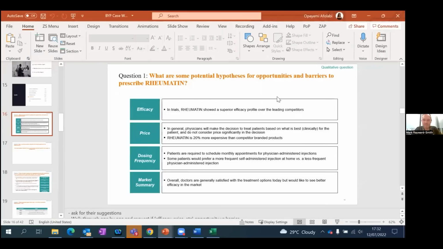So in this interview, the interviewer would provide the 2 slides we've just reviewed and then pose the question: what are some potential hypotheses you have for reasons to prescribe rheumatin or not? And then they'd go quiet and wait for the candidate to respond.